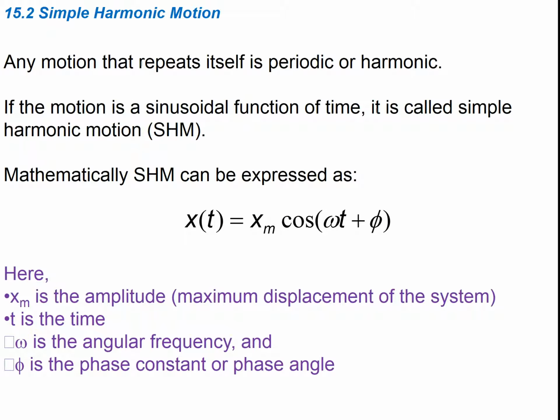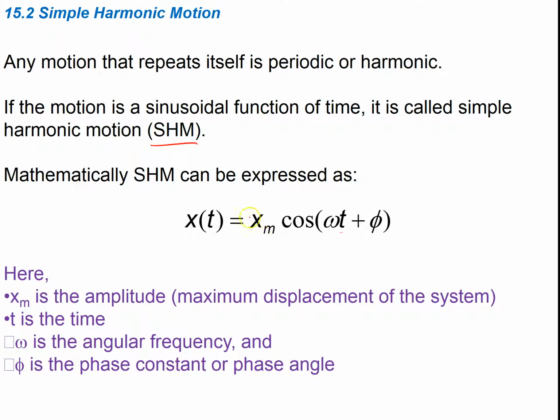So simple harmonic motion. Any motion that repeats itself is periodic or harmonic. If the motion is a sinusoidal function of time, it's called simple harmonic motion, or for short, SHM. Now, mathematically, simple harmonic motion can be expressed like this. Our equation is x of t, and again, this is not multiplying by t. This is basically saying x as a function of t, which means there's going to be a t in the function, right?